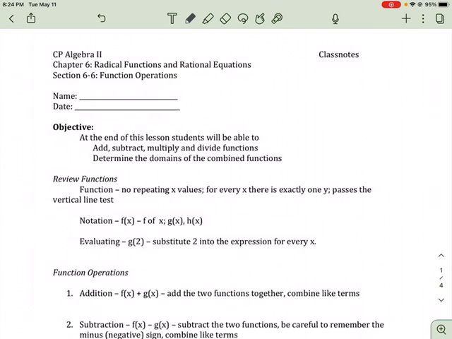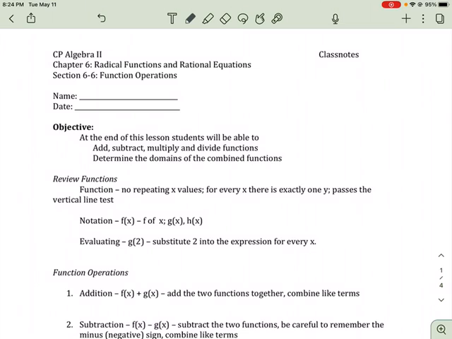So remember that a function is an equation where it has no repeating x values. So you can think of it as a set of ordered pairs where all the x's are different. You can think of a graph where it passes the vertical line test. Some of the things that we need to remember is that all lines are functions because they all pass the vertical line test. So things like that would be a function.